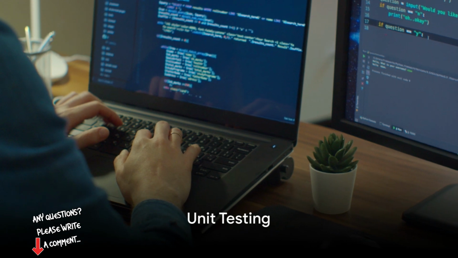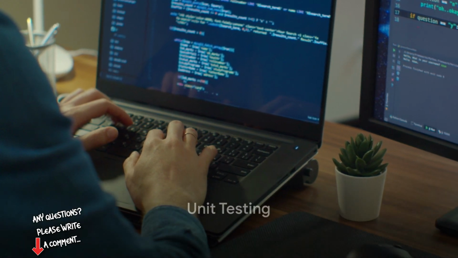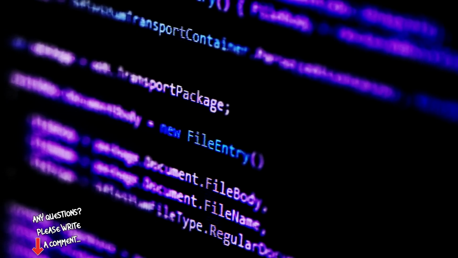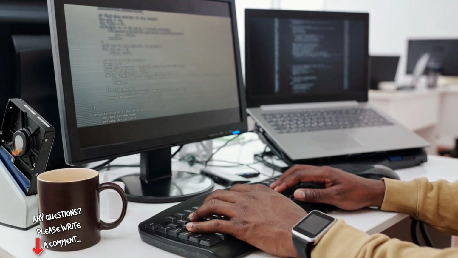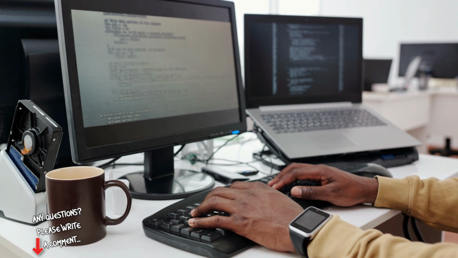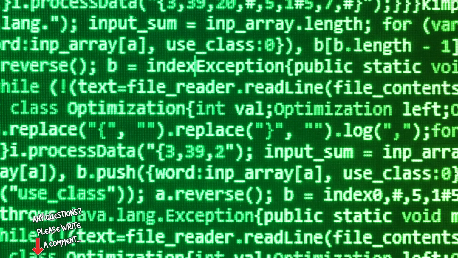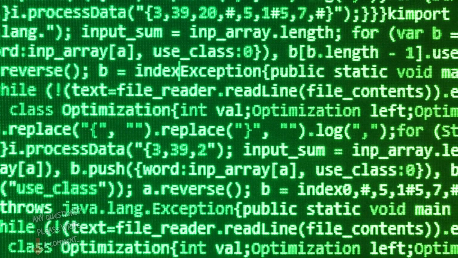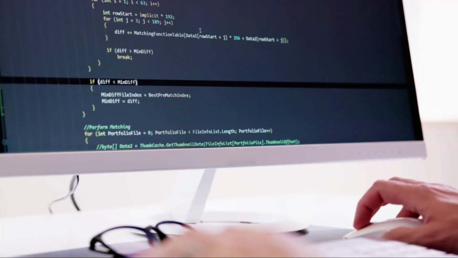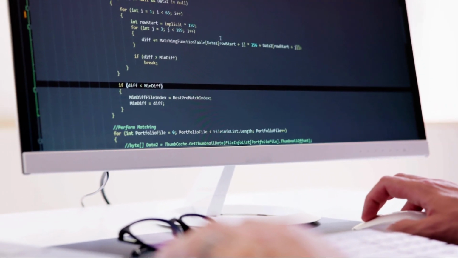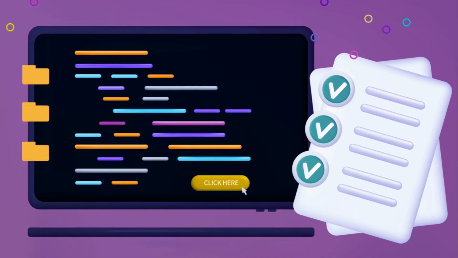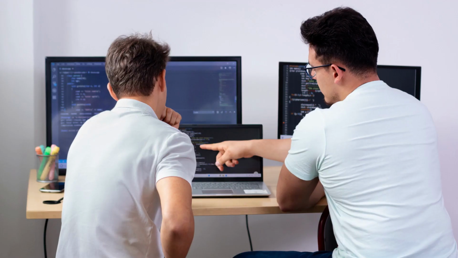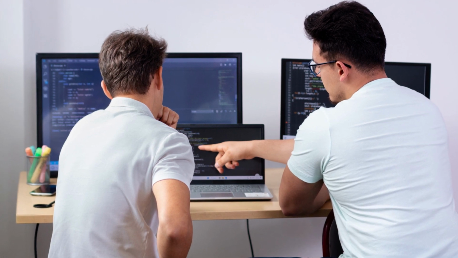Starting with the smallest testable part of an application, we have unit testing. Unit testing, as the name suggests, focuses on individual units of software. These units are typically the smallest testable parts of an application, such as functions, procedures, or methods in your code. Each unit test is designed to verify that a specific unit behaves as expected under various conditions. The purpose of unit testing is twofold. First, it ensures that each piece of your software is working correctly.